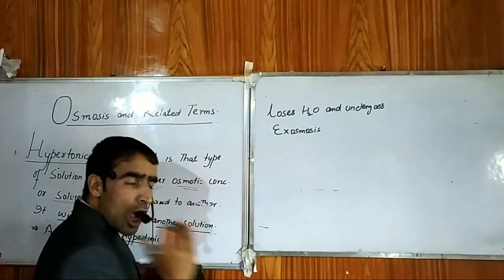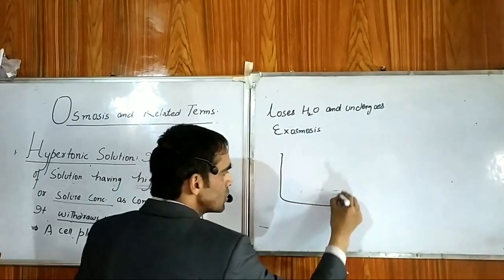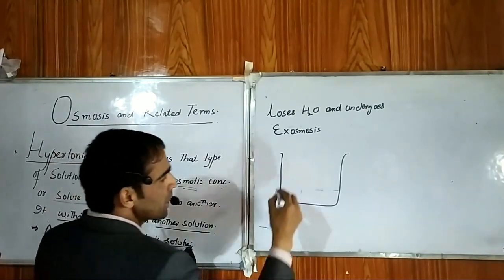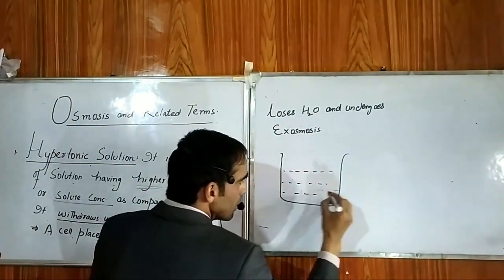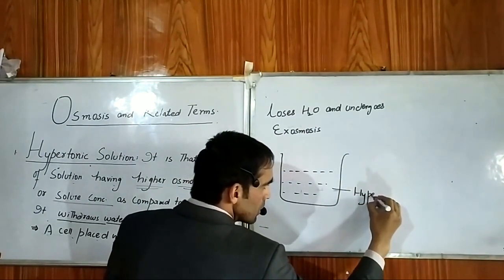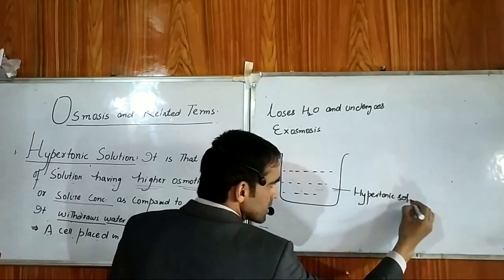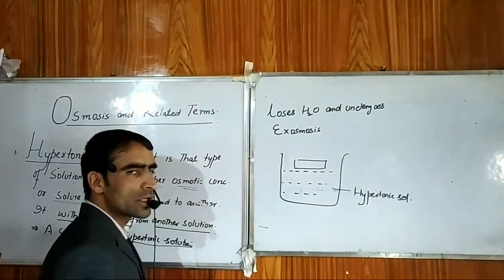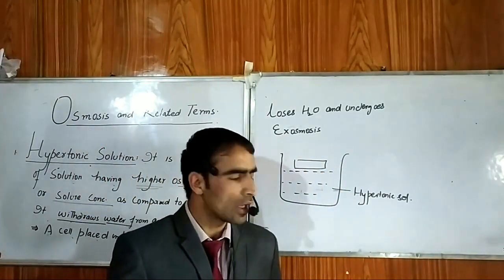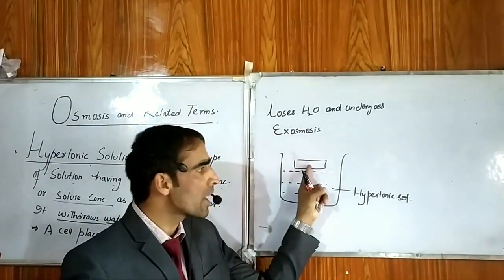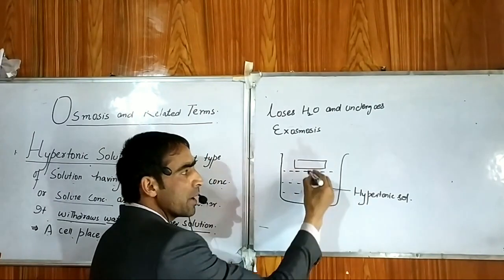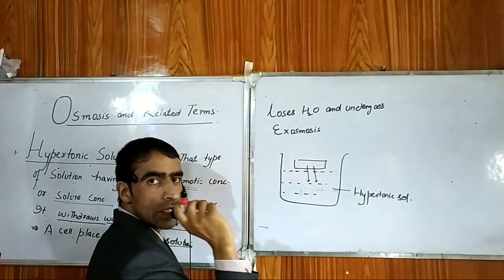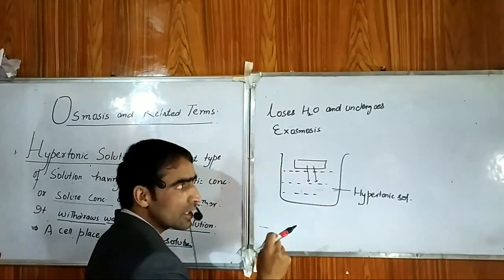Sir, how can it be explained? I will give an example. Suppose this is a beaker. This beaker contains hypertonic solution. It has the property to gain water from another cell, another solution. Now, beta, you have placed a plant cell in this hypertonic solution. Obviously it will have more solutes in comparison to the cell, so obviously water will come from here. That means whenever a plant cell goes into a hypertonic solution, it loses water by osmosis.